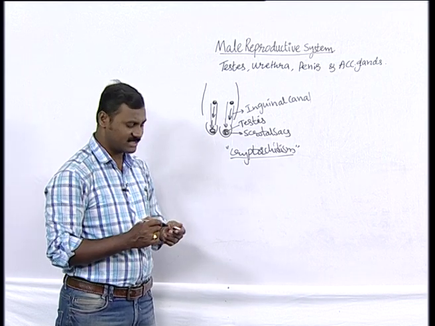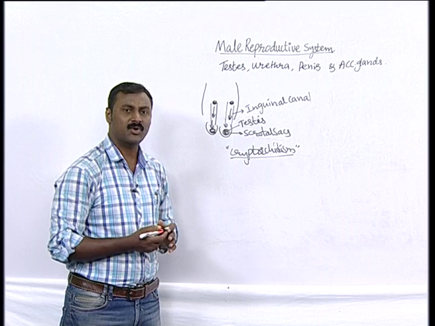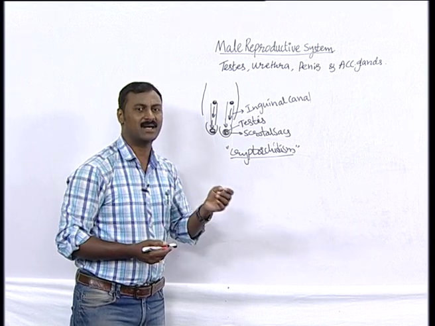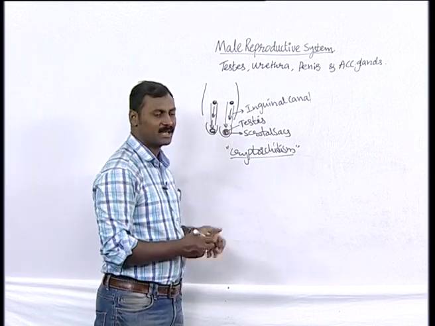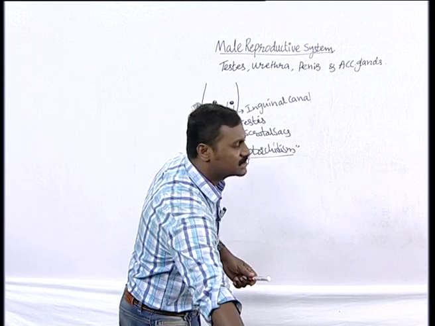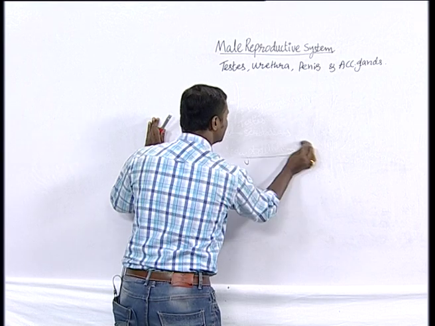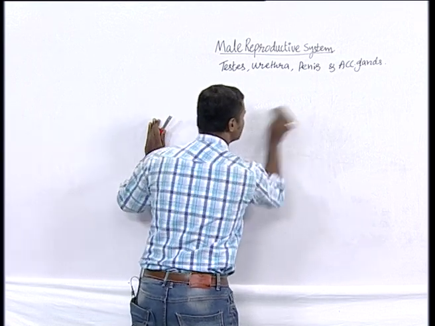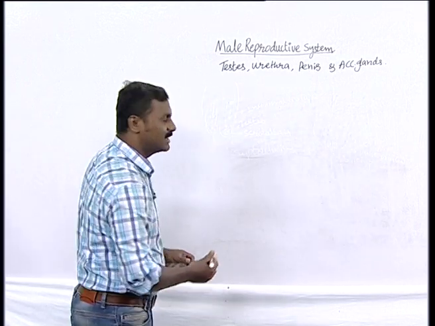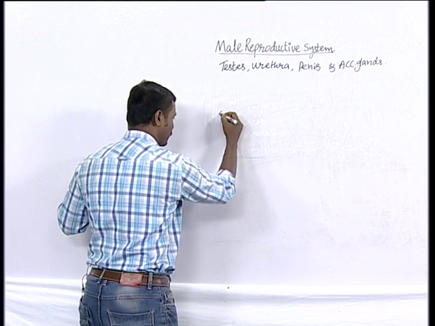That type of condition is called cryptorchidism. This is rectified by a small surgery, because of which they are again placed in the scrotal sacs. So, let us move to the structure, how the testis is present inside the scrotal sacs. We will see now.